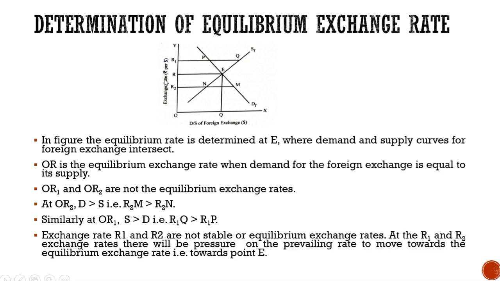Exchange rates R1 and R2 are not stable or equilibrium exchange rates. At the rates of R1 and R2, there will be pressure on the prevailing rate to move towards the equilibrium rate, that is towards point E, and E is that point where demand and supply intersect, and that is nothing but the point at which the exchange rate has been determined.